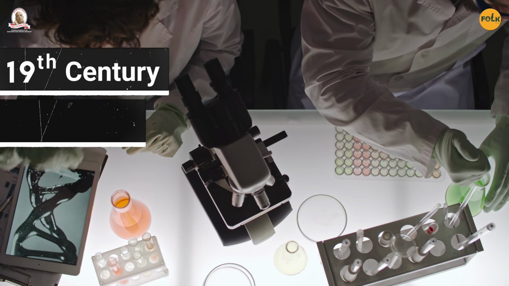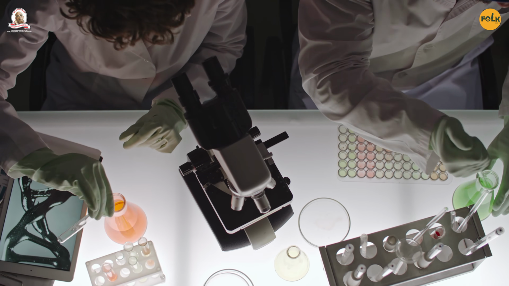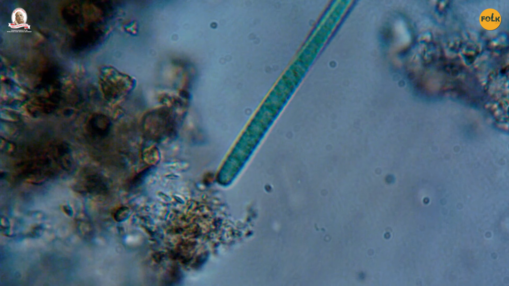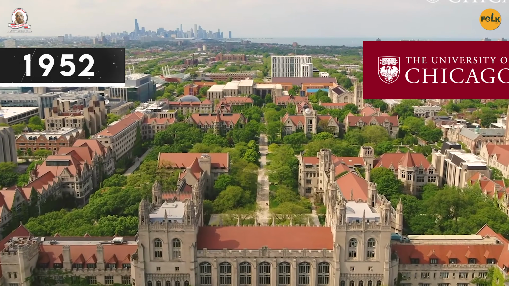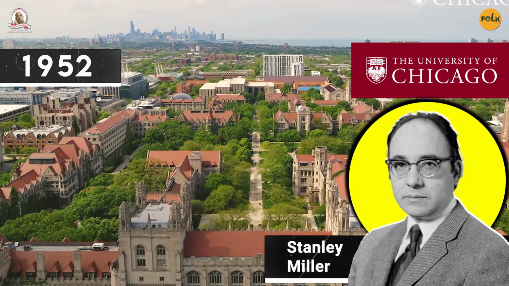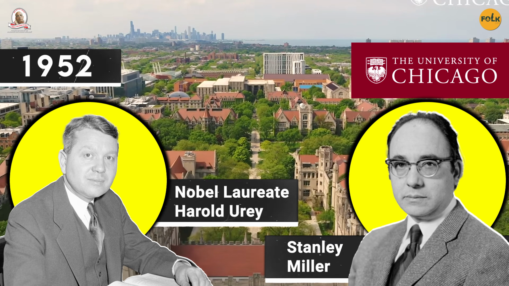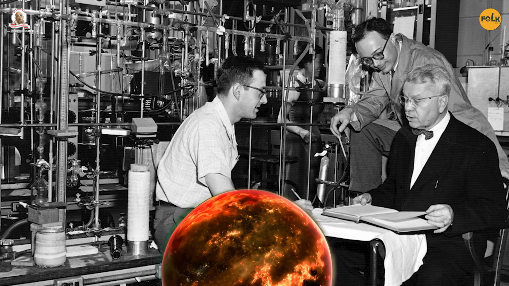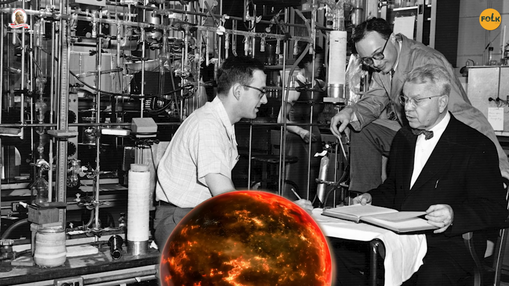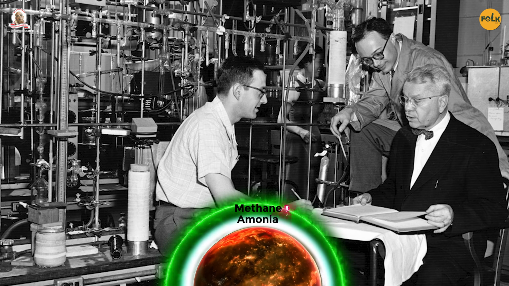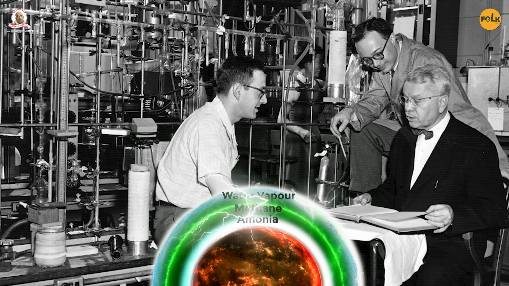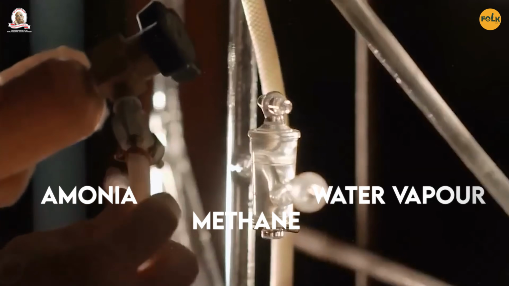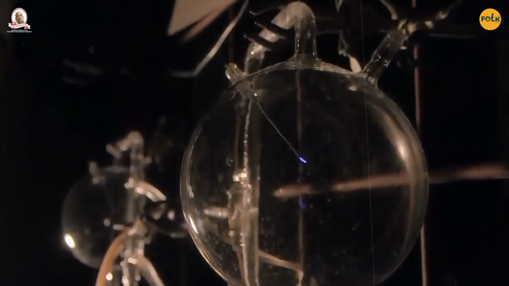That's why, since the 19th century, experiments regarding the origin of life have focused on trying to convert non-living chemicals into living matter. In 1952, Stanley Miller, a graduate student at the University of Chicago, and Nobel laureate Harold Urey conducted a famous experiment. They assumed that during the early formation of Earth, its surface had abundant ammonia, methane, and water vapor, and that lightning frequently struck these elements. To simulate this, they filled a glass container with these gases and applied continuous electrical sparks.